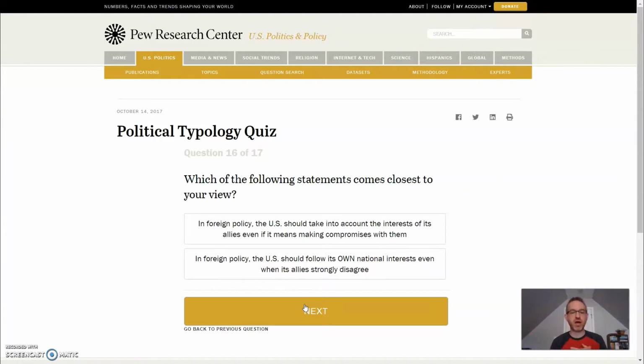On the other hand, the second option says in foreign policy, the US should follow its own national interests, even when the allies strongly disagree. So all of our allies say this, and we're going to do this thing over here. Tough question. Tell me what you think.